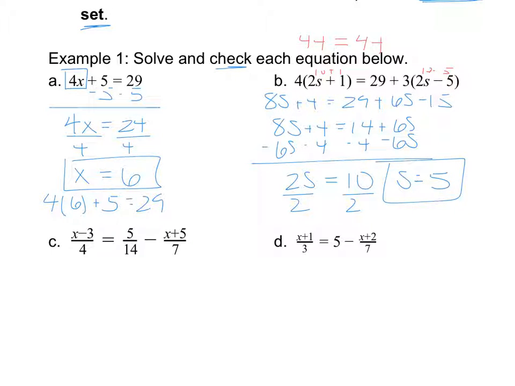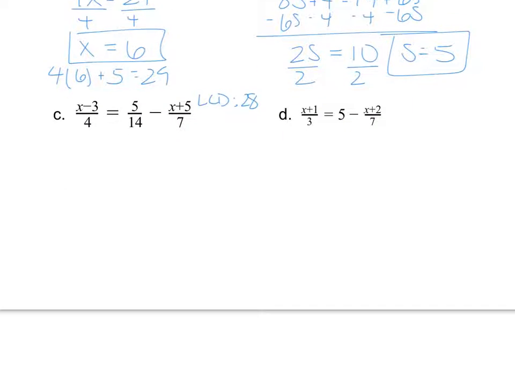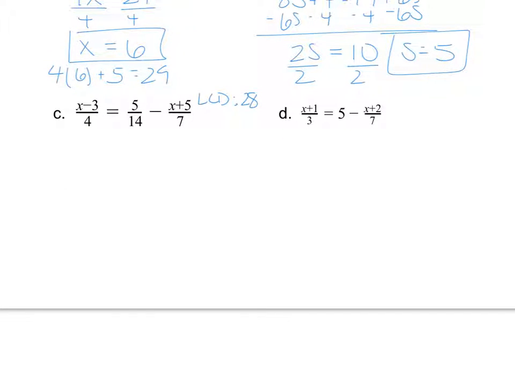All right, and now these last two we have fractions, and sometimes I know that we really don't care for fractions, so what we can do is use their least common denominator in order to eliminate the denominator of the fraction. Remember that the least common denominator is the smallest thing that they all have in common. In C, their least common denominator is 28. Now, in order to eliminate the denominators, I take each fraction and multiply it by 28.